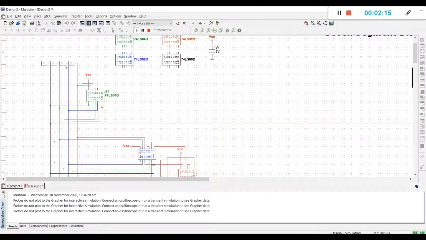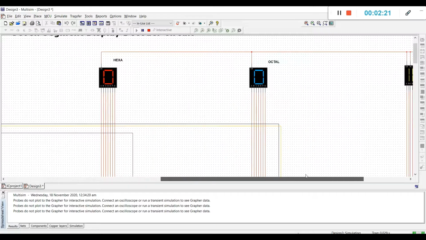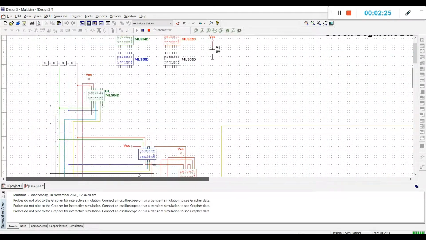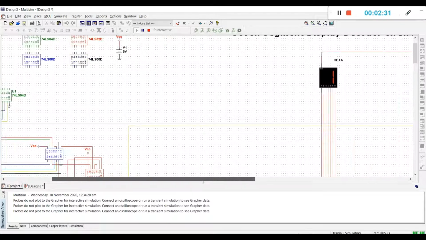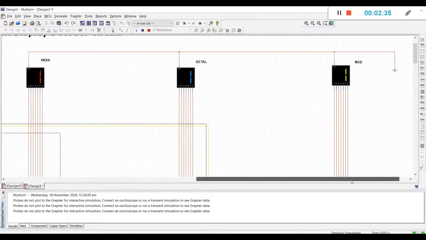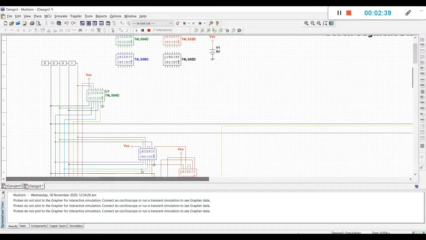So first, our input is 0, 0, 0, 0, which is equivalent to 0. So the output for hexa is 0, octal 0, and the BCD is 0. For the input 0, 0, 0, 1, the binary equivalent is 1. So the hexa will be 1, the octal 1, and the BCD is also 1.